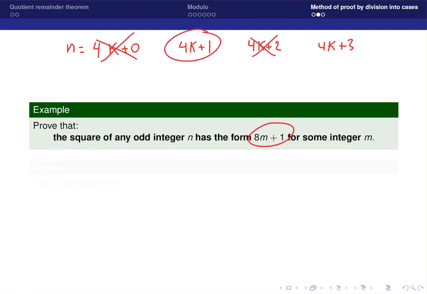That left us with 2 cases to try out and verify that when you square them, they both give the correct form that we wanted. Now, why did we divide by 4? How did we know to divide by 4?